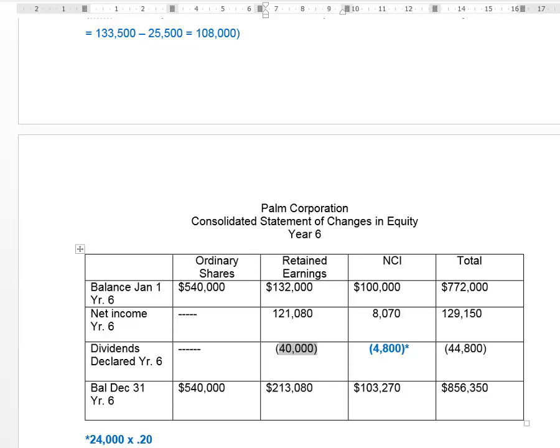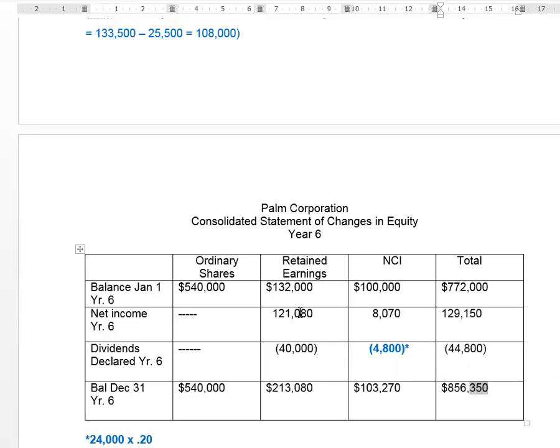And we know that the NCI, the shareholders in the sub, was allocated $4,800 of that $24,000 that got declared by the sub in dividends. So now we're deducting the NCI share because any declaration of dividend to the NCI reduces the obligation of the consolidated entity to the non-controlling interest shareholders. So we can see now that our ending balance of retained earnings is $213,080, which we calculated in the first part of our video. And we also have $103,270 as the ending balance.